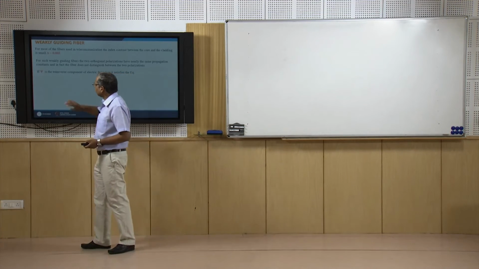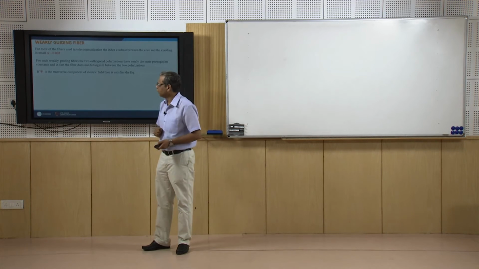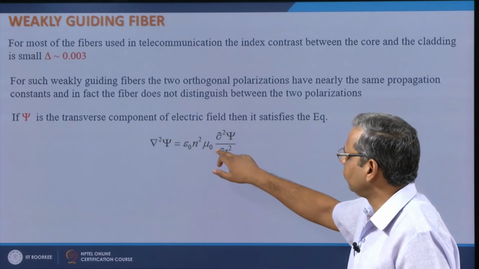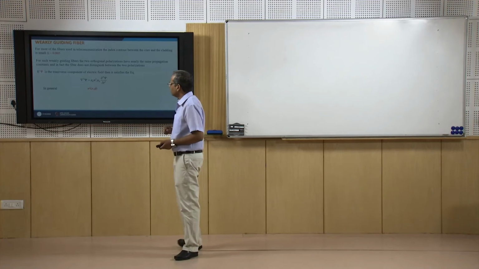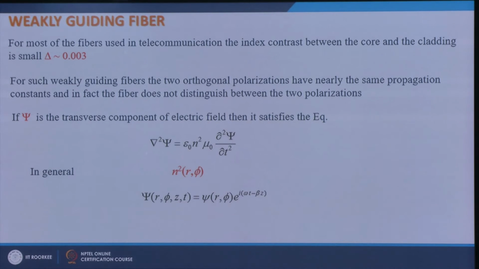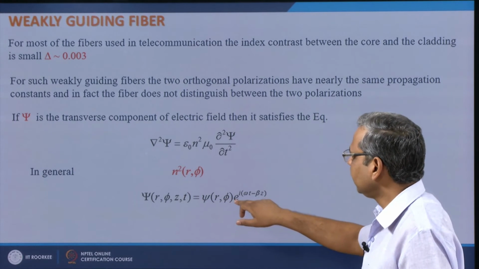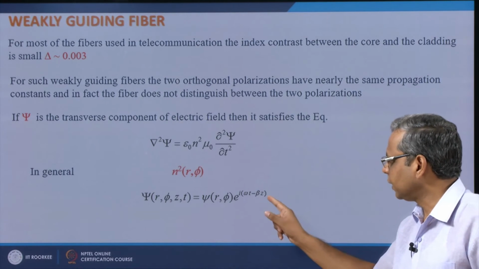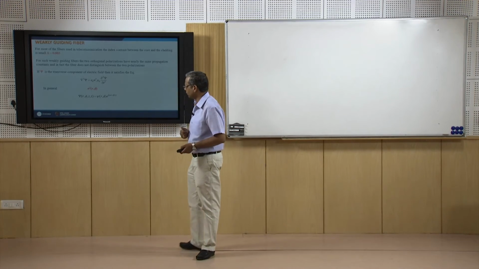And now if I say that psi is the transverse component of the electric field, so you have a fiber and psi is the transverse component of the electric field, then it satisfies the equation del square psi is equal to epsilon naught n square mu naught del 2 psi over del t square. This psi is capital psi, so it is a function of all the spatial coordinates as well as time. In general, this n square is a function of r and phi, and then I can in general write this capital psi, which is a function of r, phi, z and t, as small psi of r phi e to the power i omega t minus beta z, because n square is not a function of z. So, the z part can be separated out, and this is how the solution of the z part and t part will come out. We have seen this several times.